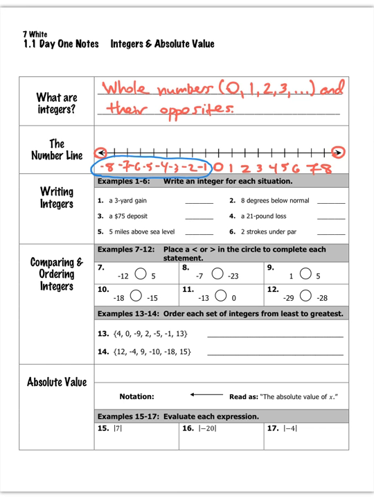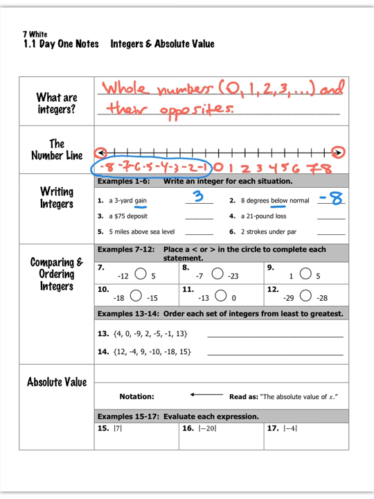So number 1, a 3-yard gain. A gain represents a positive value, so this integer would be +3. Number 2, 8 degrees below normal. Below represents a negative direction, so this integer would be -8. Notice for positive integers, I do not need a plus sign, but for negatives, I do.